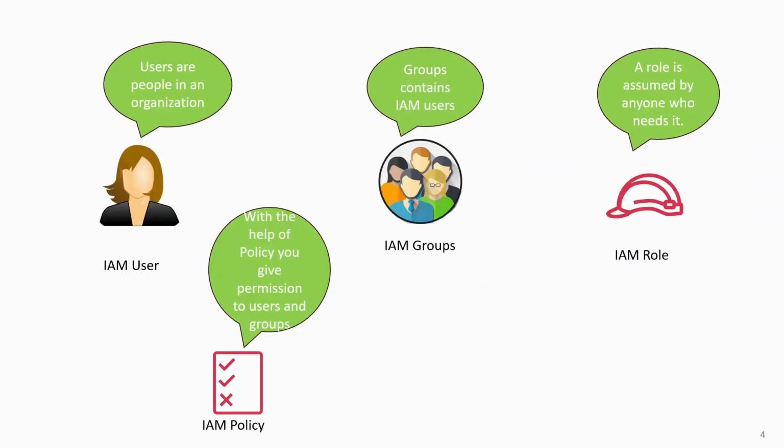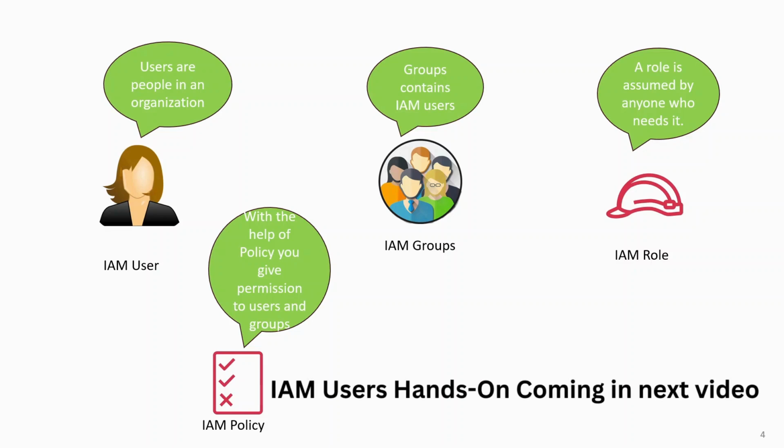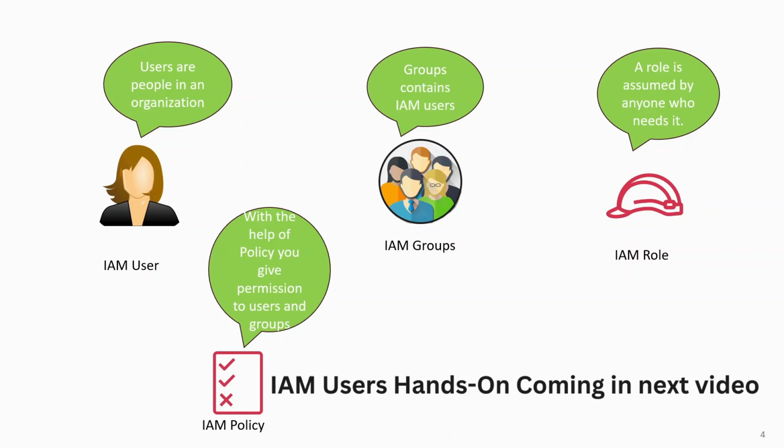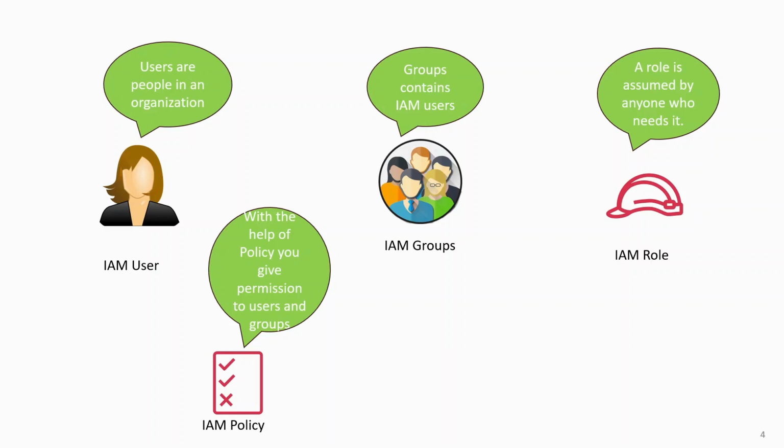So here are a few important things in IAM: IAM user, IAM groups, IAM role, and IAM policy. Users are basically created when we create an AWS account. In our last video, we created an account with the very first email ID, and that is the root user. The best practice is not to use the root user, so we will be creating IAM users in this video. So users are basically people in an organization. Under the AWS account, there are users who can access various services and various resources in AWS.